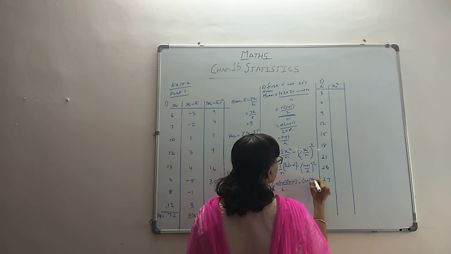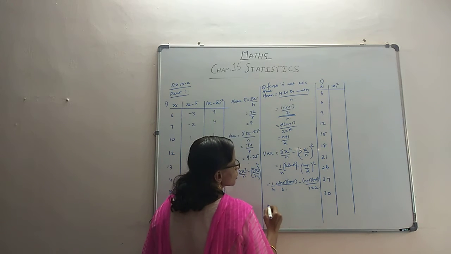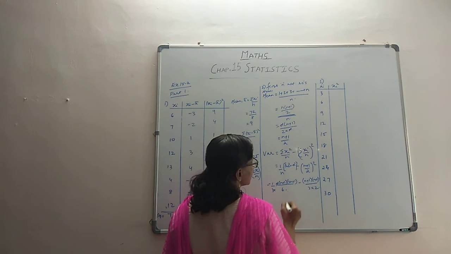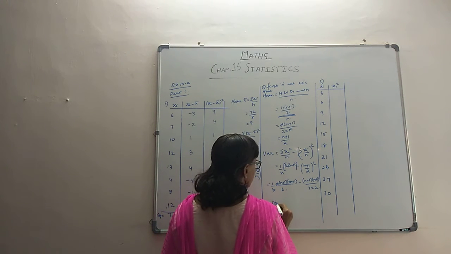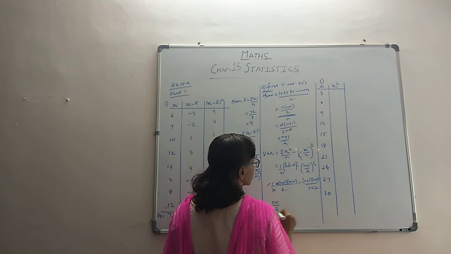And here now, what is this? n plus 1 into n plus 1, 2 into 2, right? So n can cancel. You can have a series of common things. n plus 1 by 2, I think you can take common.